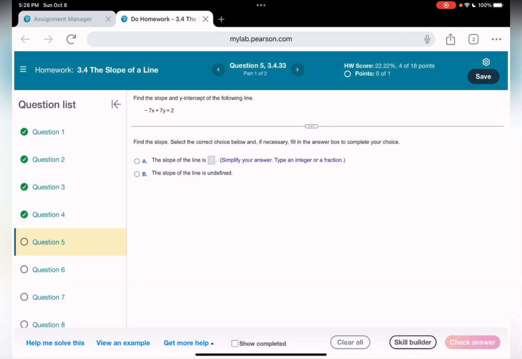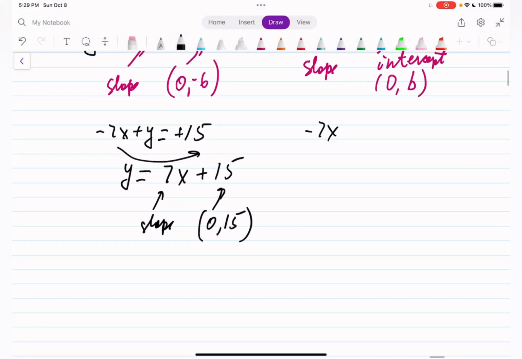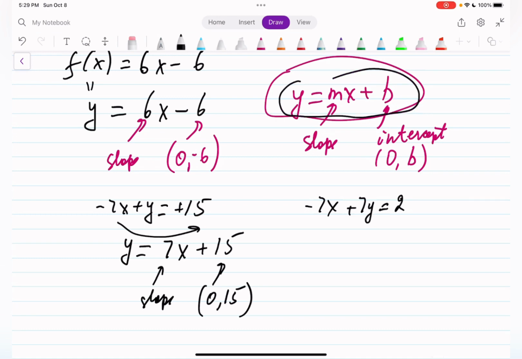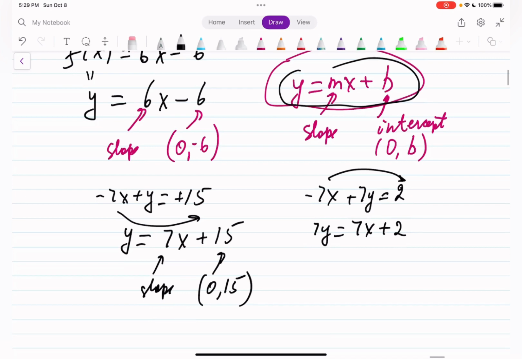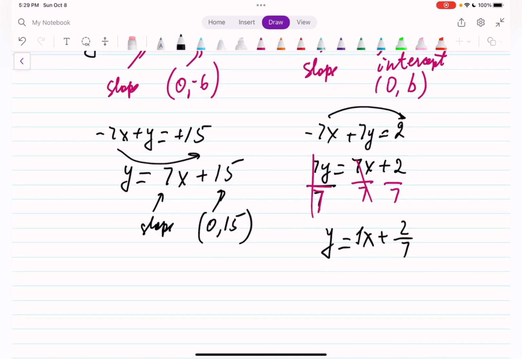Moving to question number 5. Same way, negative 7x plus 7y is equal to 2. I need to represent it in the format y is equal to mx plus b. So from here, 7y is equal to positive 7x plus 2, right? Once I move over the equal sign, I flip the sign. And we need to divide by 7 because we need y by itself. So this is gone, and I have y is equal to x plus 2 over 7. Now, when I have x, that means 1x. So 1 is going to be my slope, and (0, 2 over 7) is going to be my intercept.